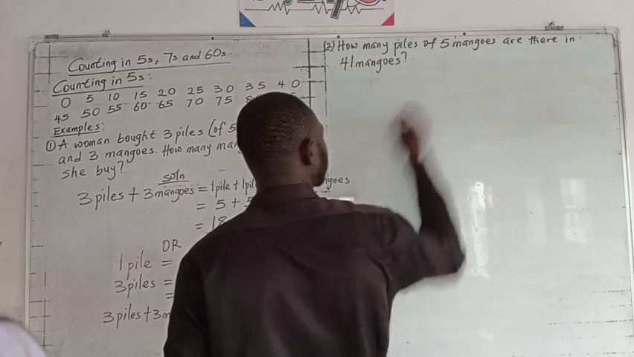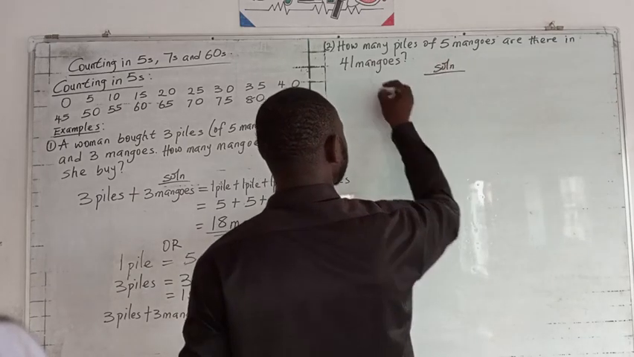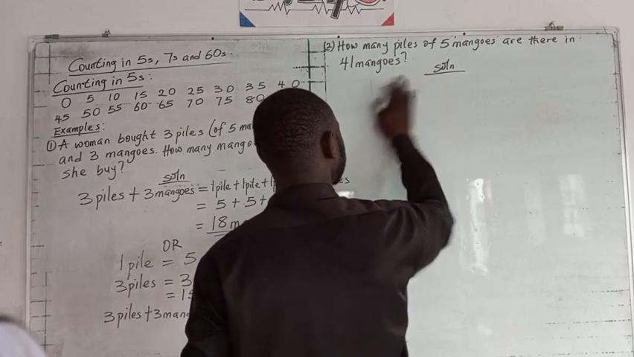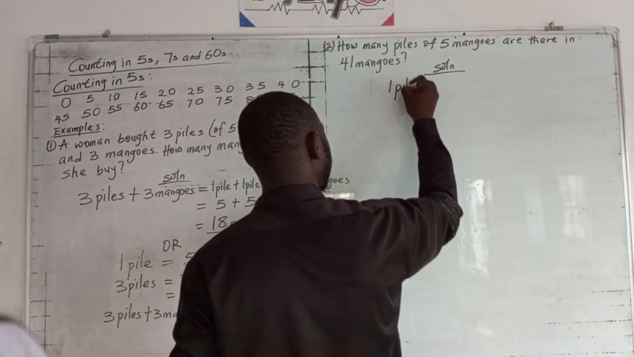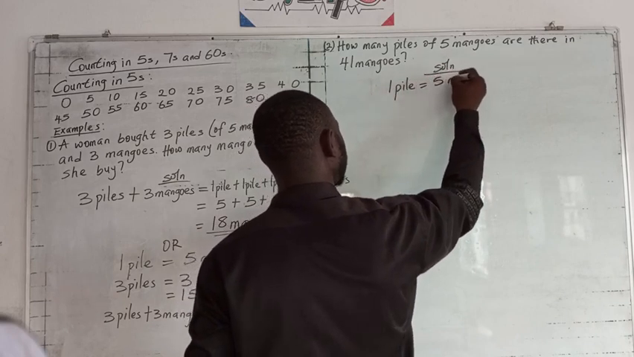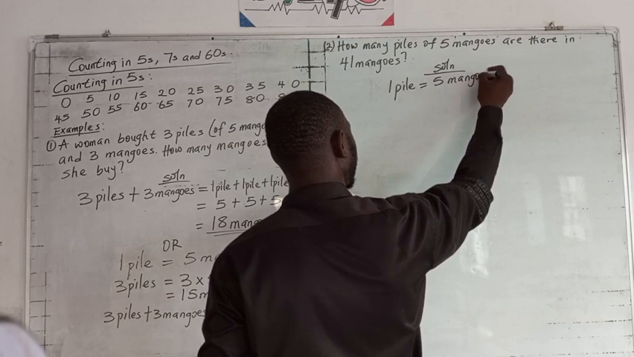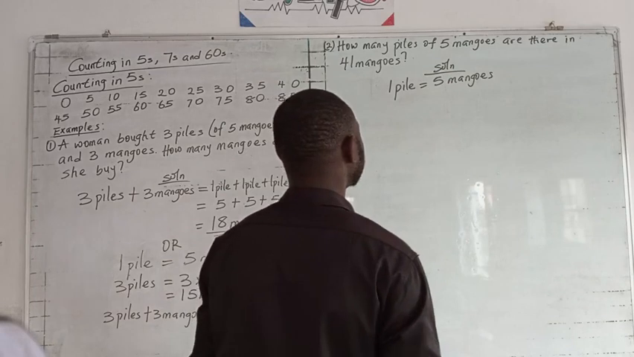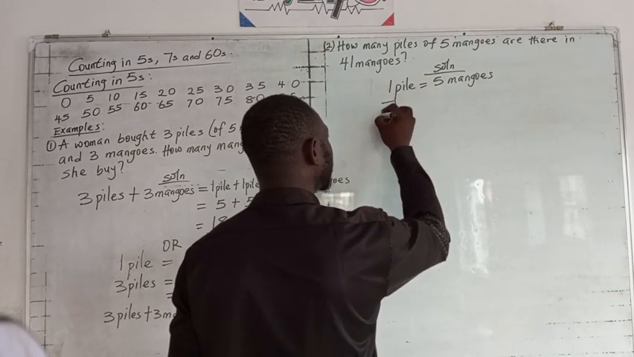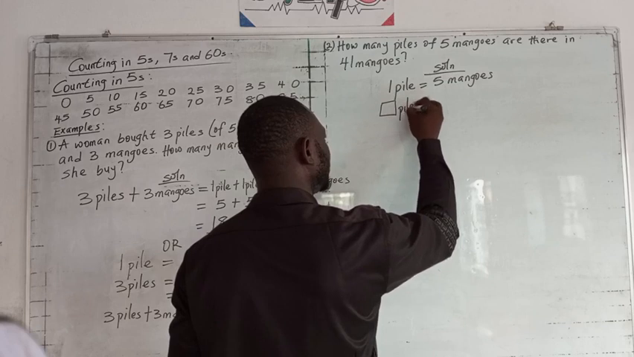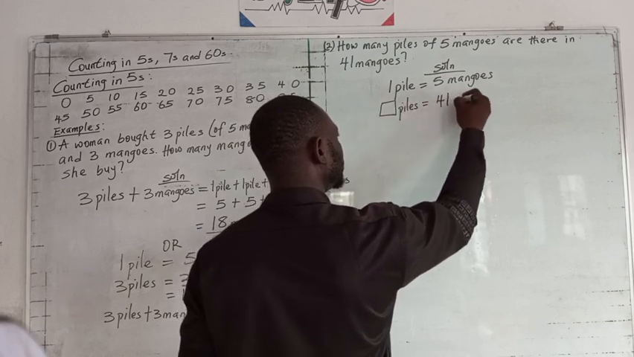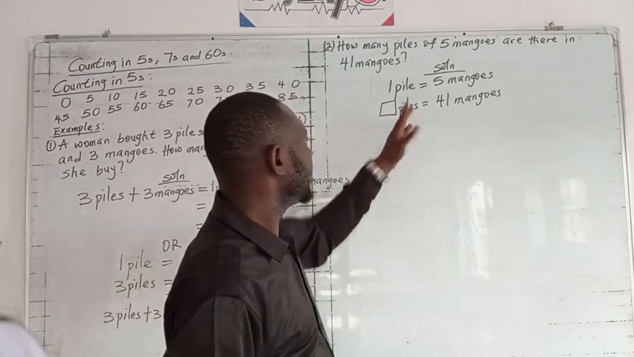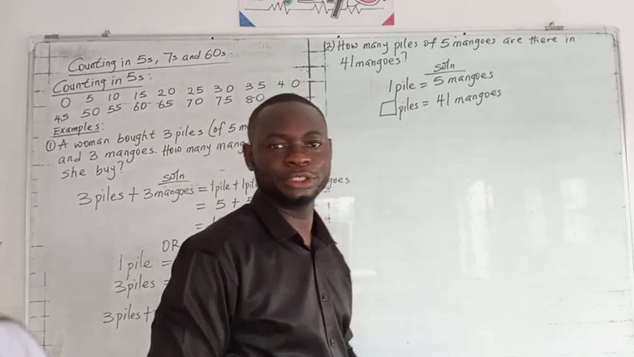Okay? So, solution. The question gave us 41 mangoes. Or better still, let me write it this way. One pile is equal to 5 mangoes. Are you seeing it? Now, it asks us, how many piles? Let me use a box. A box will give us 41 mangoes. So what we ask ourselves is, how many 5s are in 41?